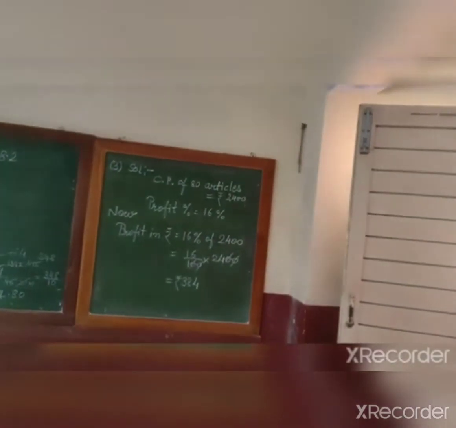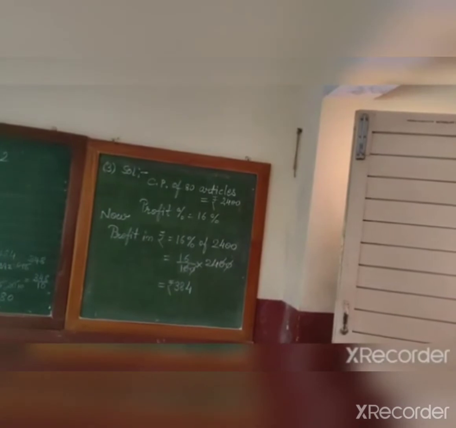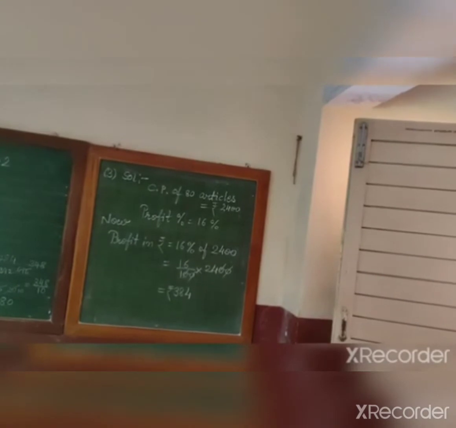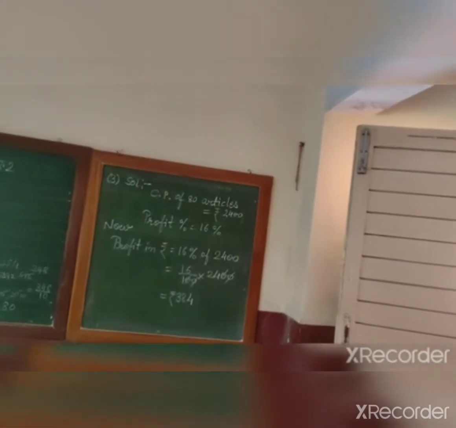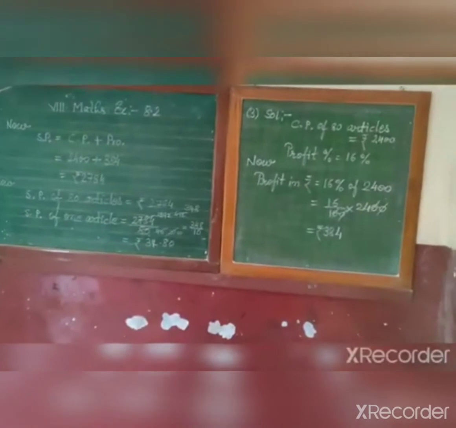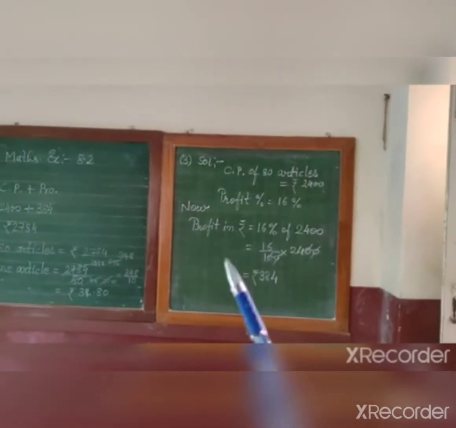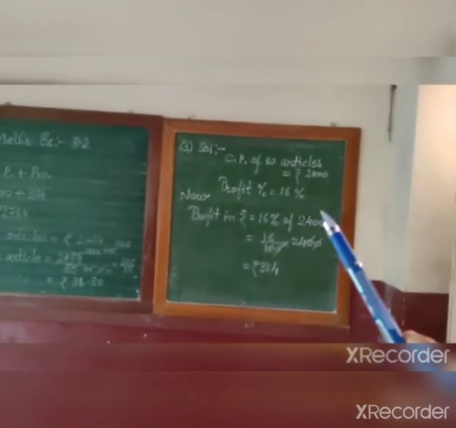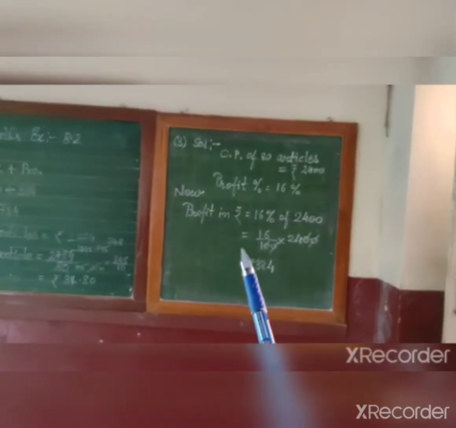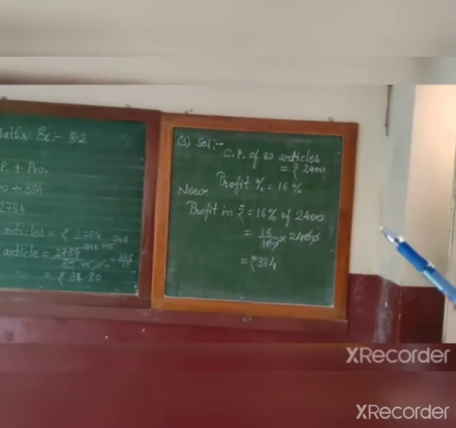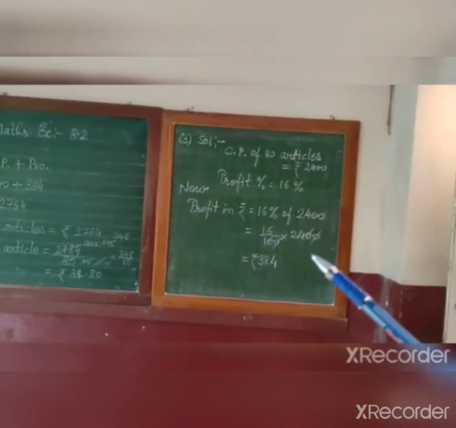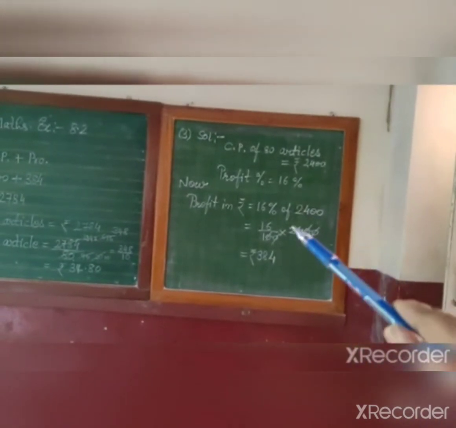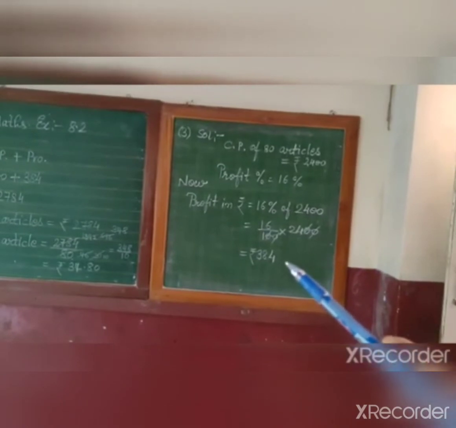Now third question. A shopkeeper buys 80 articles for rupees 2,400 and sells them for a profit of 16%. Find the selling price of one article. We have to calculate the selling price of one article. So you can see here, cost price of 80 articles is equal to rupees 2,400. Profit percentage is equal to 16%. So profit in rupees equals 16% of 2,400. That means 16 upon 100 into 2,400. Cancel these 2 zeros by those 2 zeros, and 16 into 24 is rupees 384.